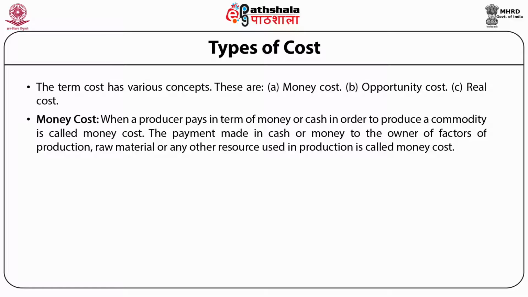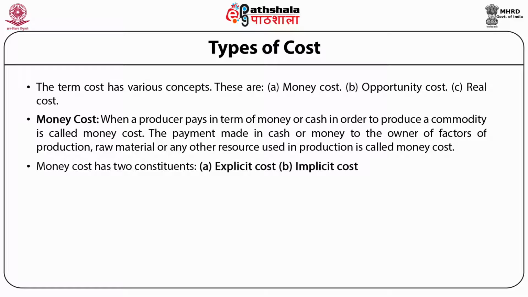This cost may be in the form of payment in money for the purchase of raw material, payment of interest for the use of capital, payment of rent for the use of land or building, electricity bill, publicity, packing charges, transport, and insurance premium, etc. Money cost has two components, that is explicit cost and implicit cost.